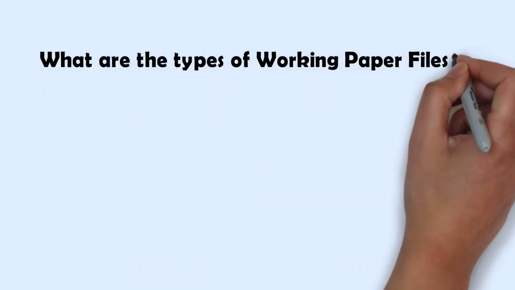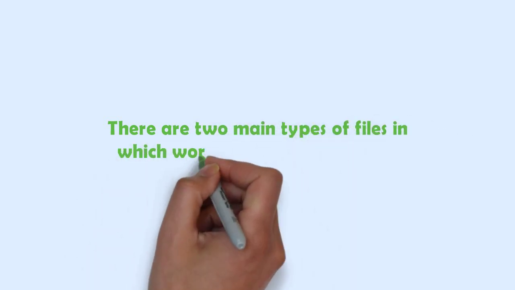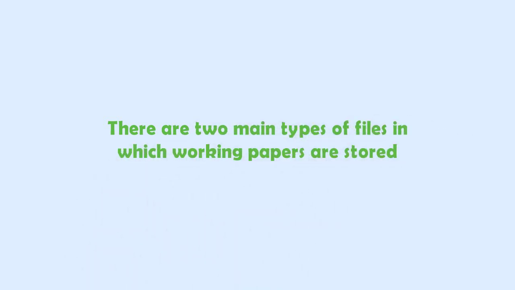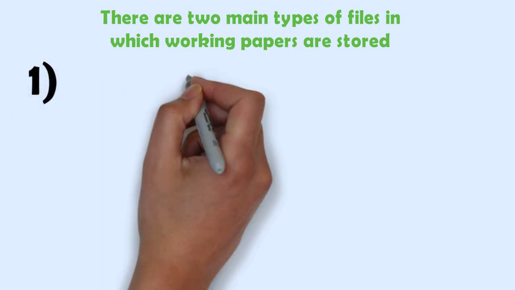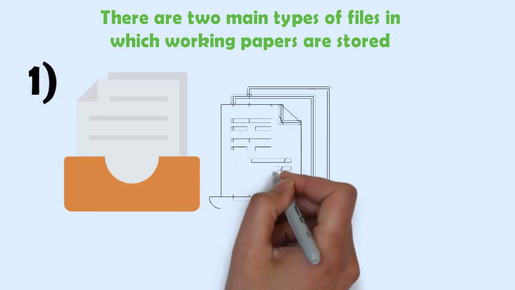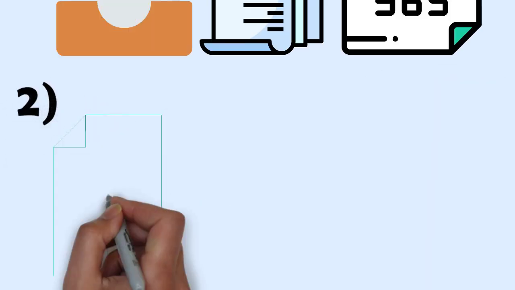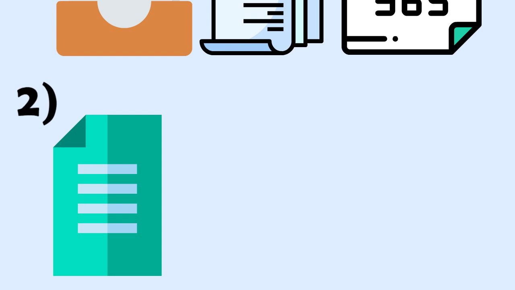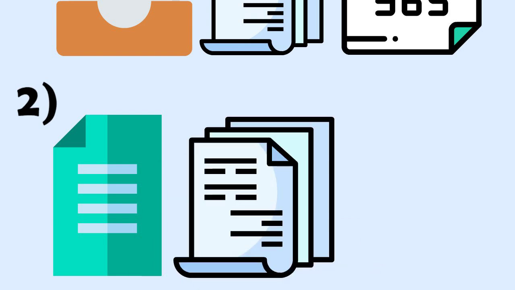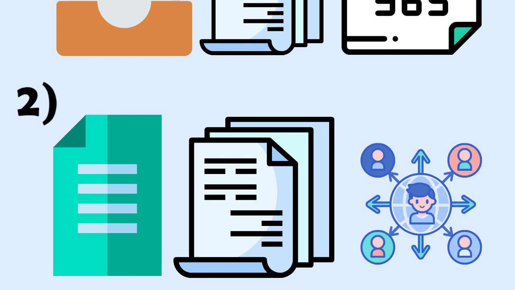What are the types of working paper files? There are two main types of files in which working papers are stored. Number one, the current file. The current file contains all the documents related to the current year's engagement. And number two, the permanent file. The permanent file includes documents relevant to multiple engagements across several years.